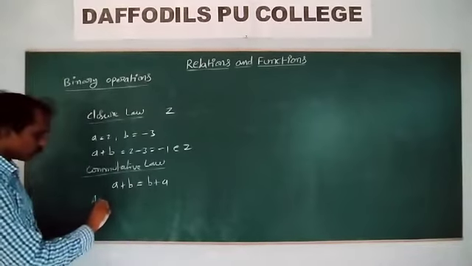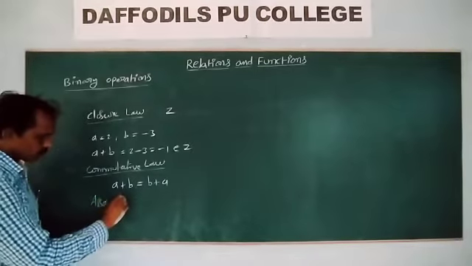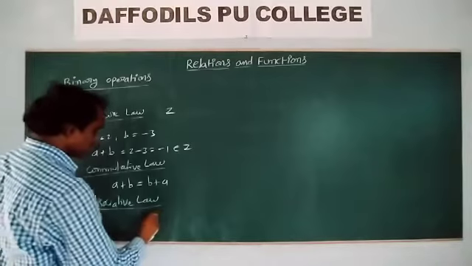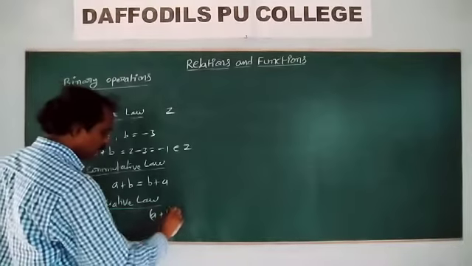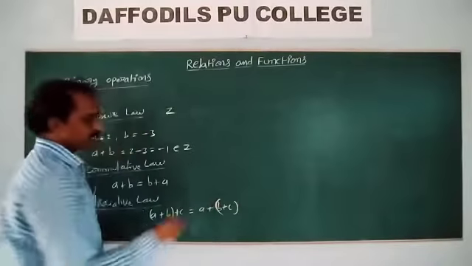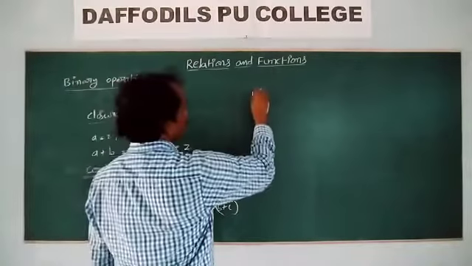Associative law. Take three numbers. A plus B, plus C is equal to A plus, B plus C. This is the associative law. Identity law.